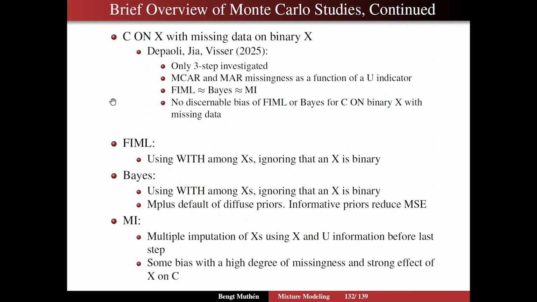It's hard to say. They found that FIML, that is maximum likelihood, approximately equal to Bayes and approximately equal to multiple imputation. No discernible bias was found for FIML, ML, or Bayes for C on X when X is binary with missing data. So that supports the notion that the approximation treating the binary X as continuous normal is all right.